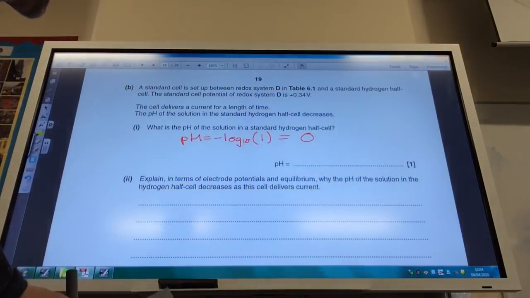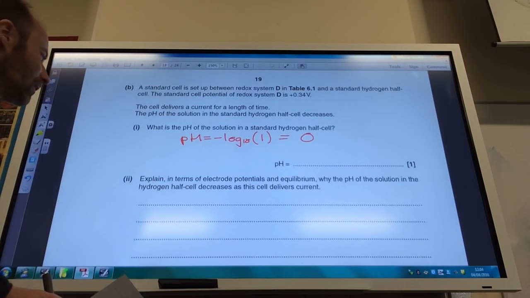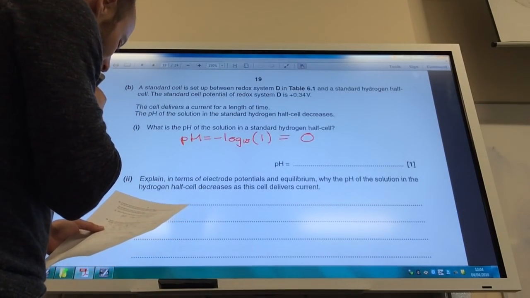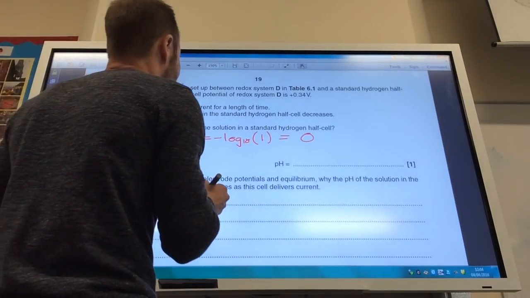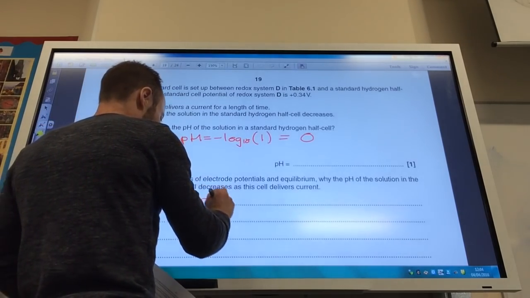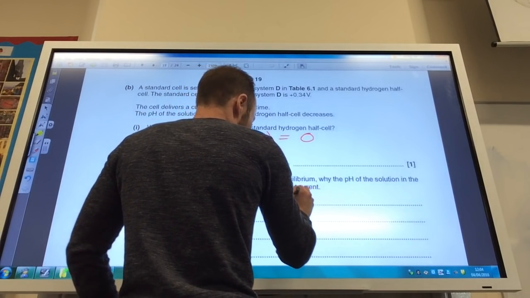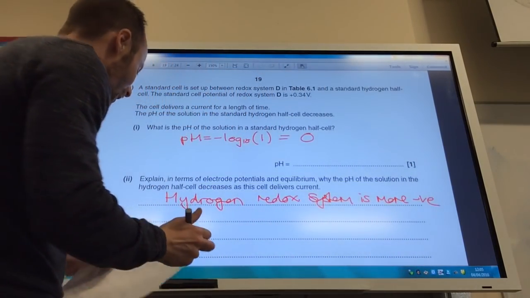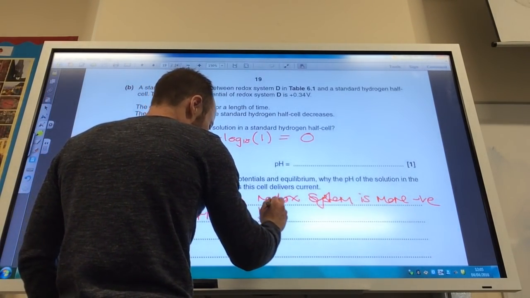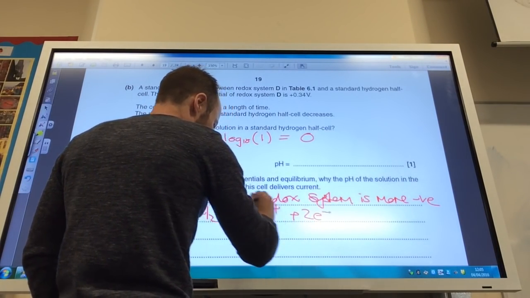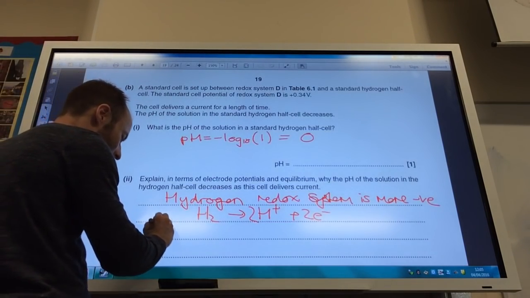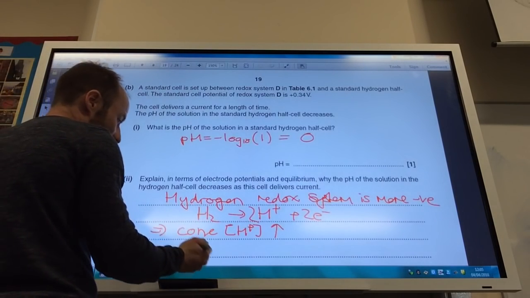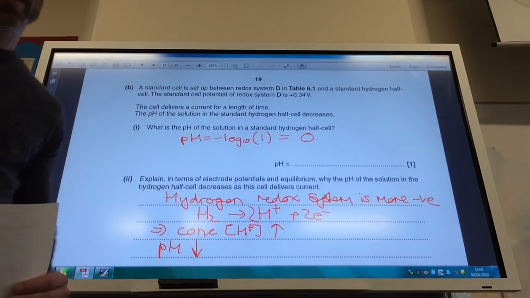Explain in terms of the electrode potentials and equilibrium why the pH of the solution in the hydrogen half cell decreases as the cell delivers current. Well, let's have a look. The hydrogen redox system is more negative out of these two. So therefore, H2 is going to go to 2H plus plus 2 electrons. Therefore, my concentration of H plus is going to increase, and as my concentration of H plus increases, my pH will decrease like so.